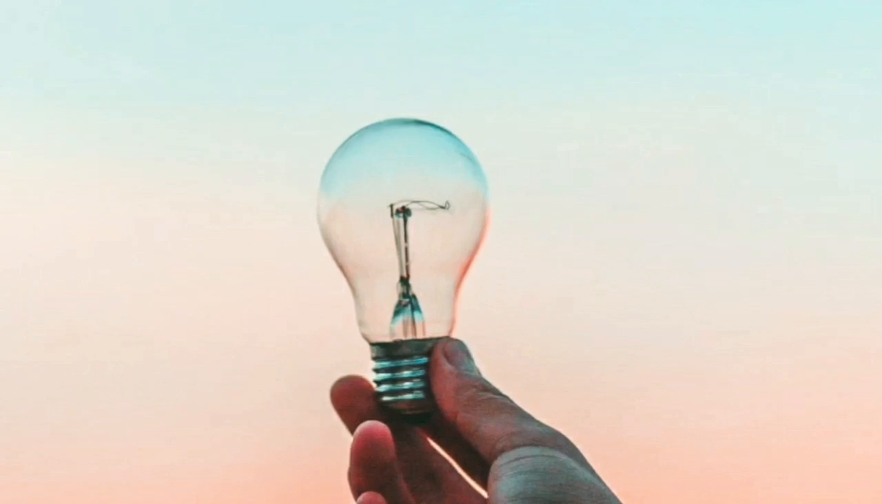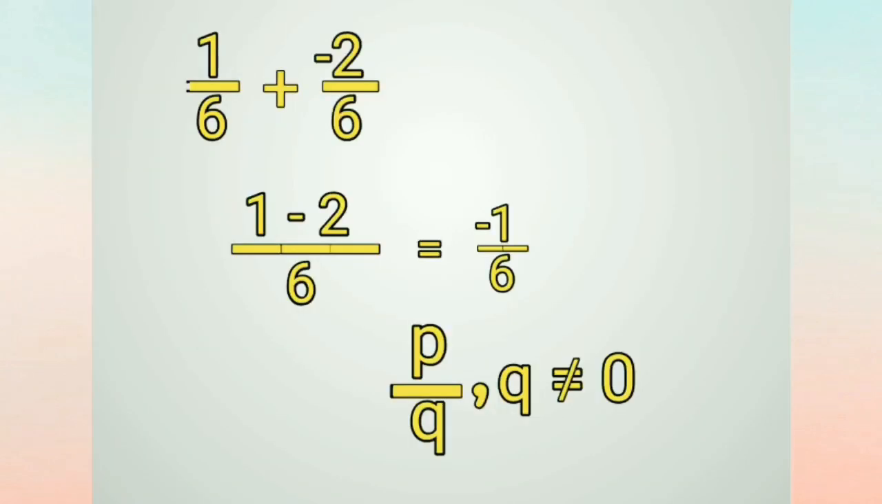For example, you have taken two numbers, one is 1 by 6 and another number is minus 2 by 6. You will add them by taking the LCM. The LCM will be 6. So 6 divided by 6, you will get 1, and 1 will be multiplied with the numerator, it will be 1. Same as 6 divided by 6, you will get 1, and 1 multiplied with minus 2, you will get minus 2. So after adding, you will get minus 1 by 6, which is a rational number because it can be expressed in the form of P upon Q, where Q is not equal to 0.